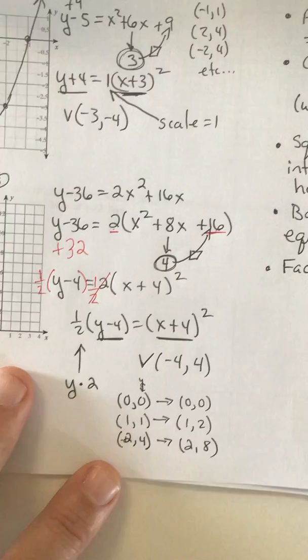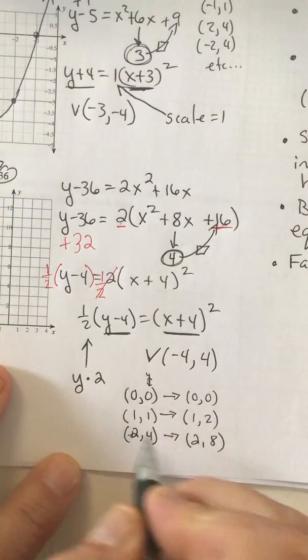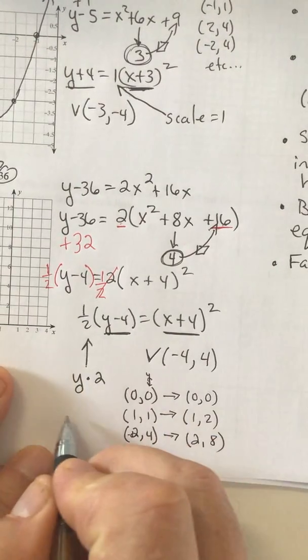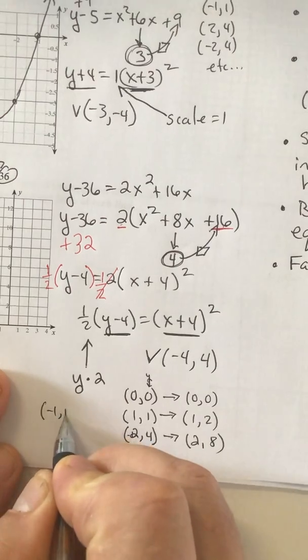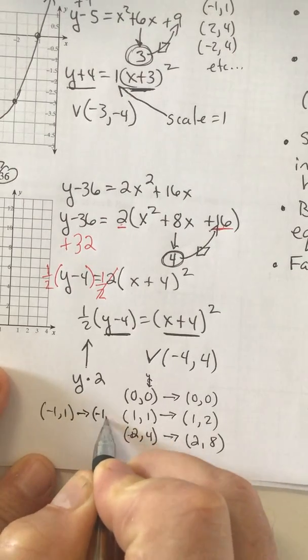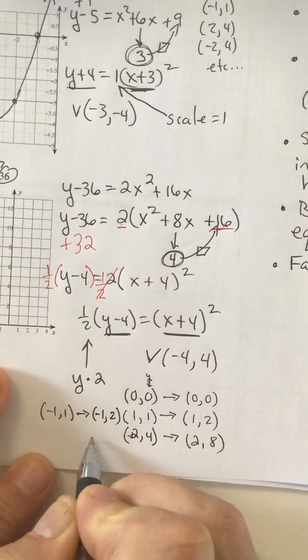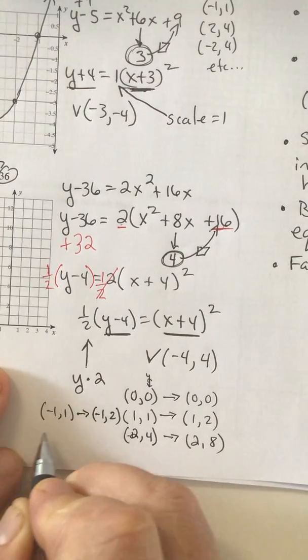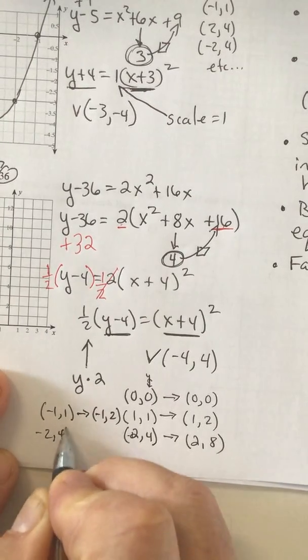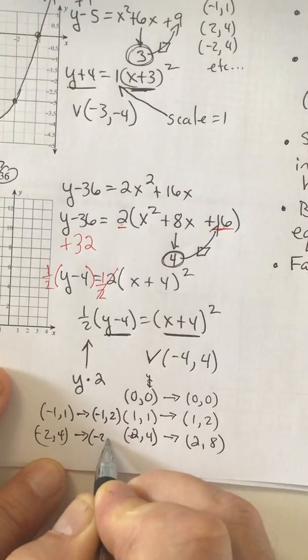Okay, let's take a look at that. And then, of course, I like to do it in the positives. The negative one here would be negative 1, 1 normally, with the y getting doubled. And then this one over here is also going to be negative 2, 4. So the y will get doubled to negative 2, 8.